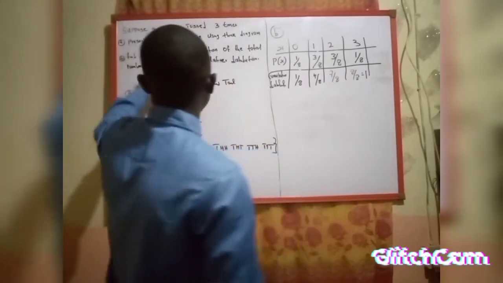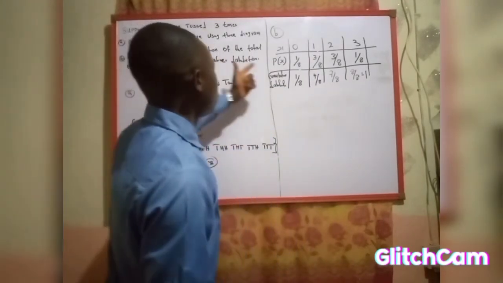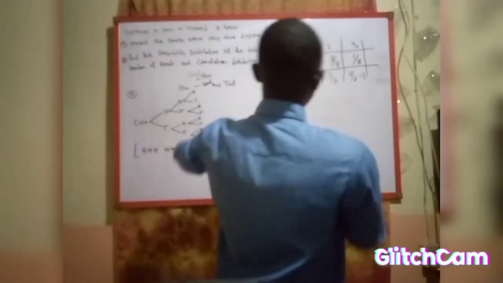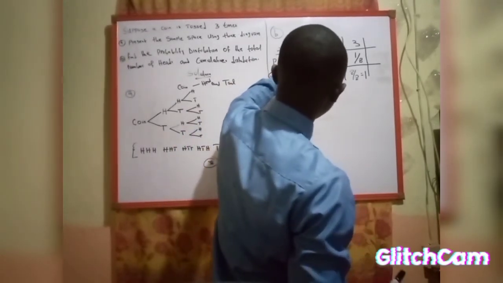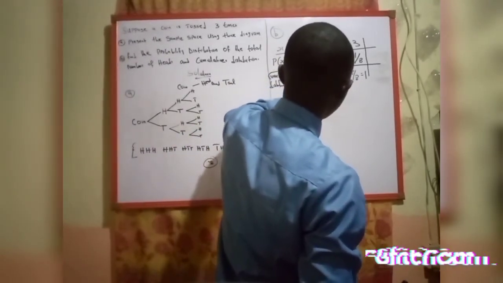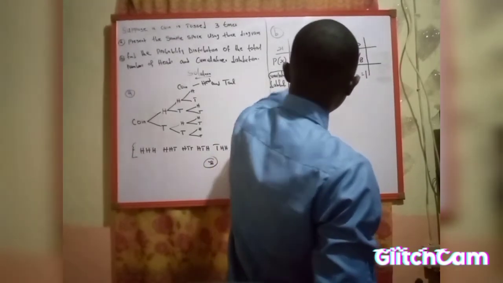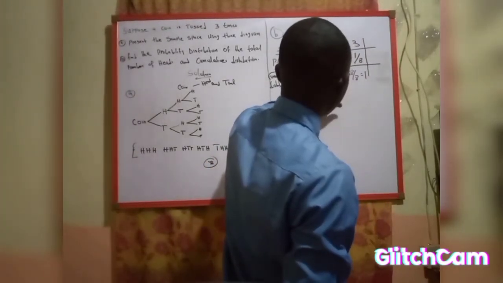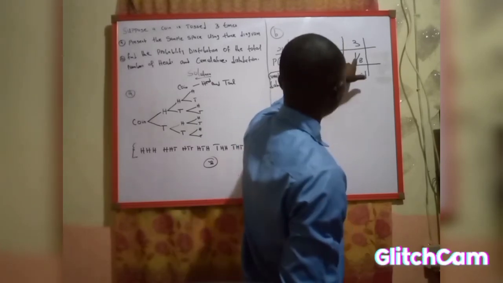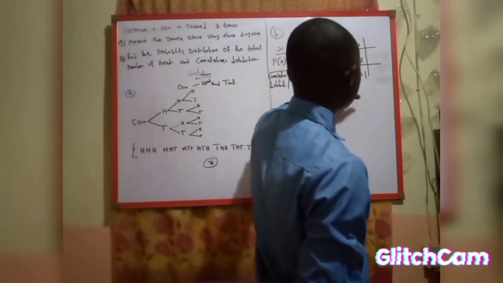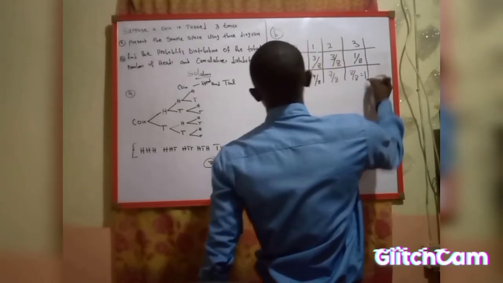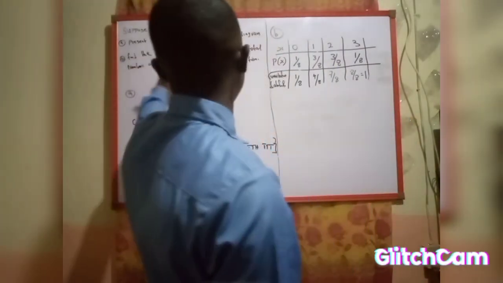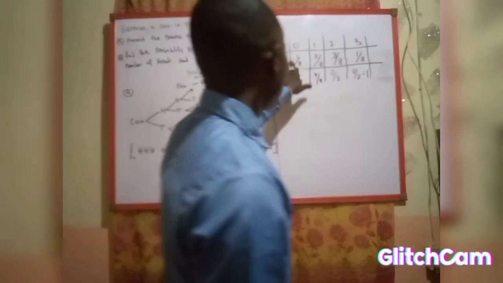And the question continues: find the cumulative distribution. For the cumulative distribution, you bring this one down, then 1 plus 3, we have 4/8. This 4 plus 3, we have 7/8. Then 7 plus 1 is 8/8, and 8 divided by 8 gives you 1. This is how to find the probability distribution of the total number of heads and the cumulative distribution.